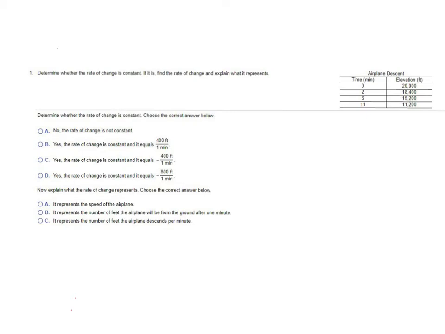All right, this is part 1 of the chapter 5 test. First question, determine whether the rate of change is constant. If it is, find the rate of change and explain what it represents. And so we're given a table of values.